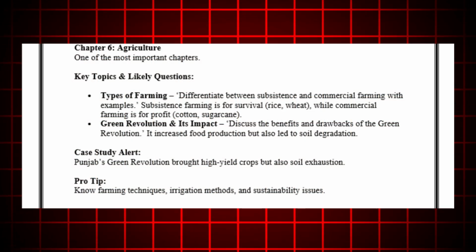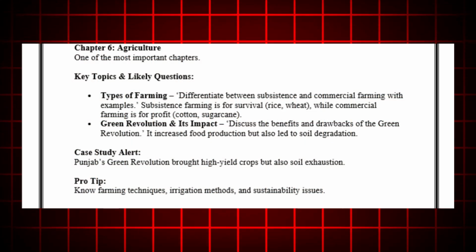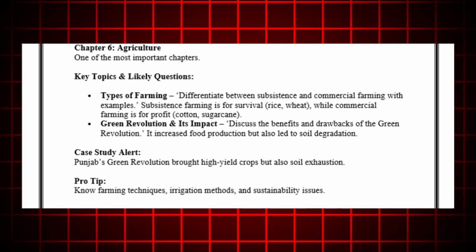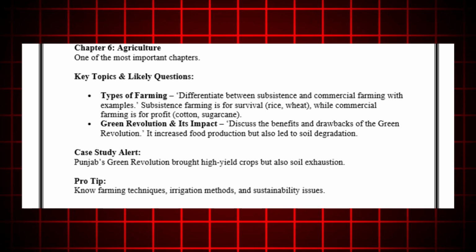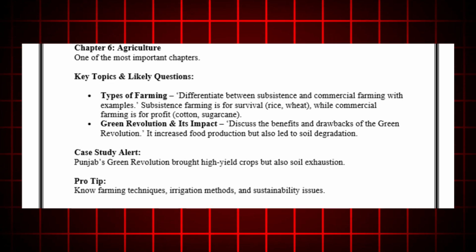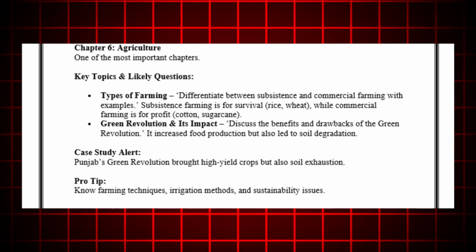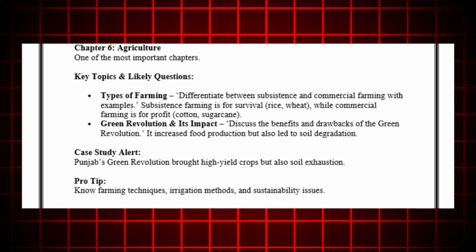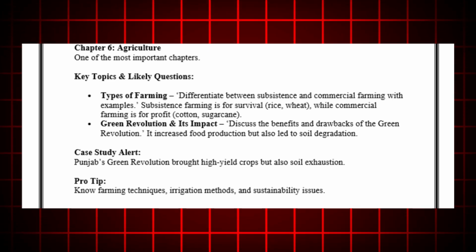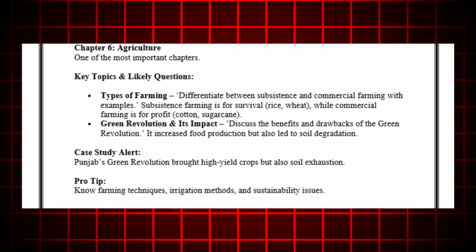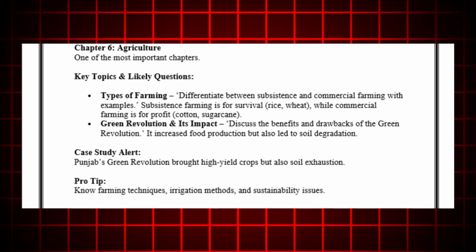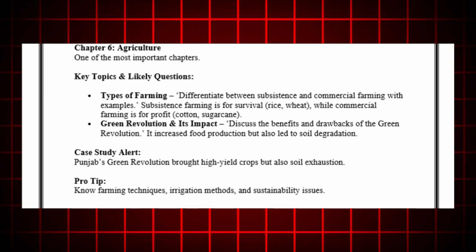Chapter 6, Agriculture. One of the most important chapters. Key topics and likely questions. Types of farming. Differentiate between subsistence and commercial farming with examples. Subsistence farming is for survival, rice, wheat, while commercial farming is for profit, cotton, sugarcane. Green Revolution and its impact. Discuss the benefits and drawbacks of the Green Revolution. It increased food production but also led to soil degradation. Case study alert: Punjab's Green Revolution brought high-yield crops but also soil exhaustion. Pro tip: know farming techniques, irrigation methods, and sustainability issues.